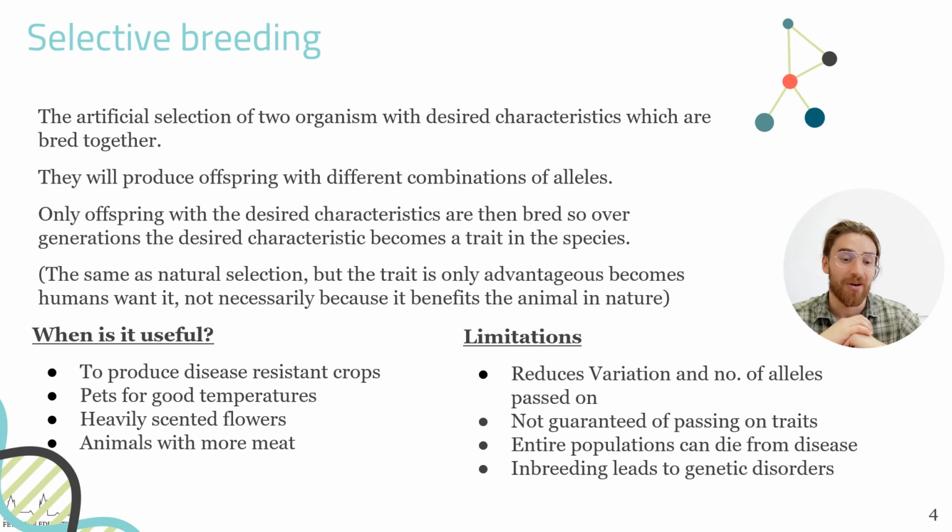Now when is this useful? It can be useful in your farming. If there is a certain crop that is constantly attacked by a certain pest or a pathogen, we can selectively breed them to be resistant to that pathogen so that we don't have to spray them with insecticides or other types of chemicals.